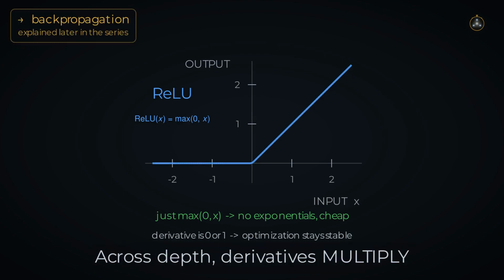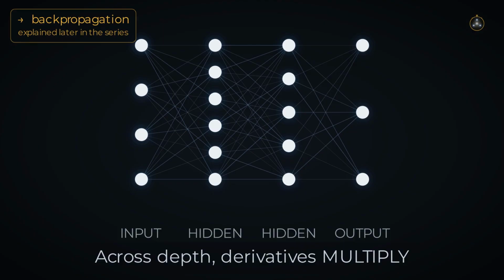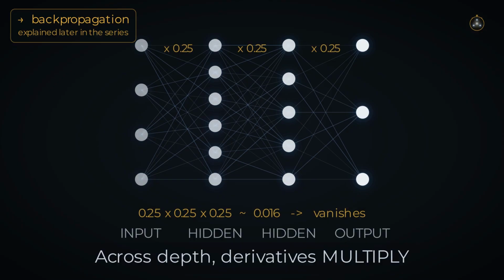Now the real problem with sigmoid, deep down. To reach an early layer, those slopes multiply together, layer after layer. Watch how fast that shrinks. A quarter times a quarter times a quarter. It vanishes to almost nothing. That's why sigmoids choke in deep networks. The mechanism, backpropagation, comes later.